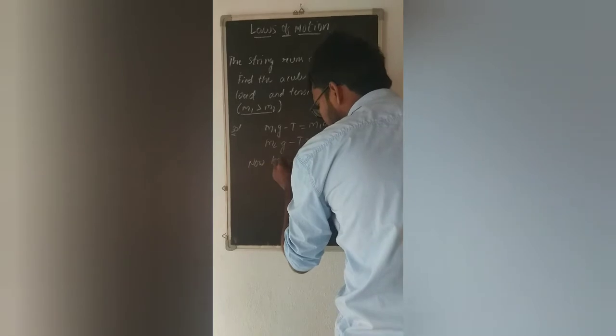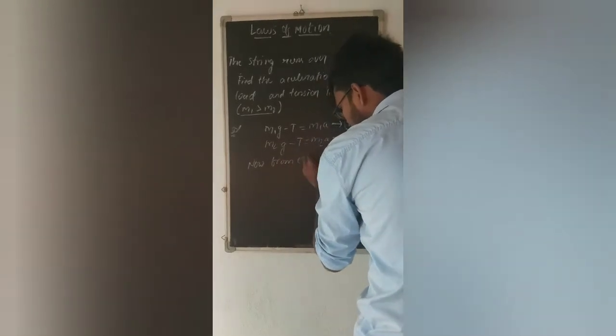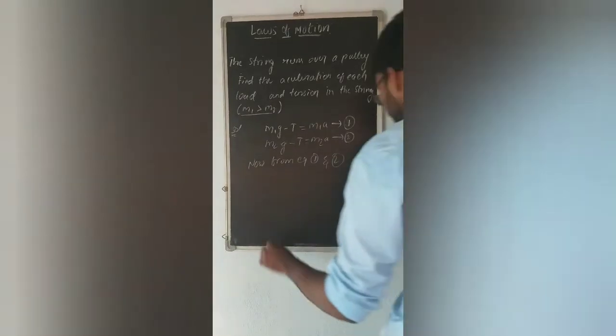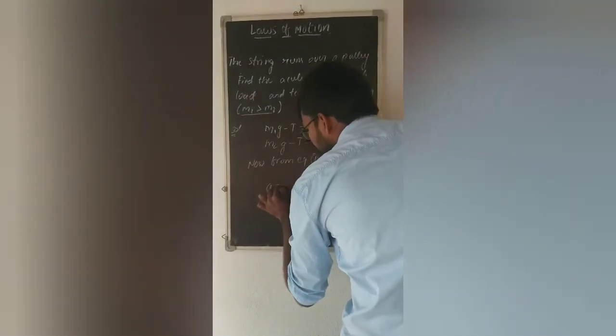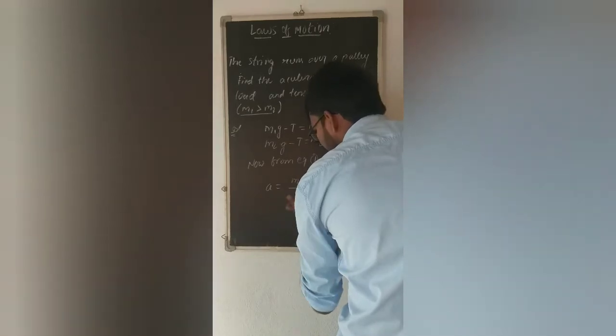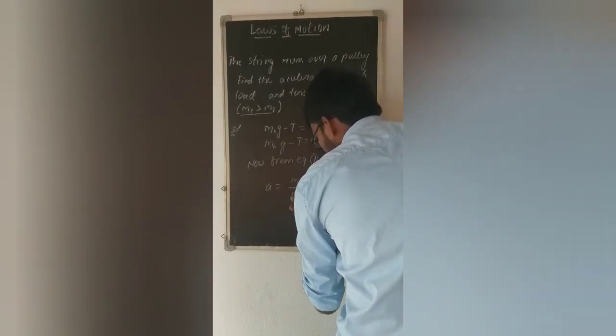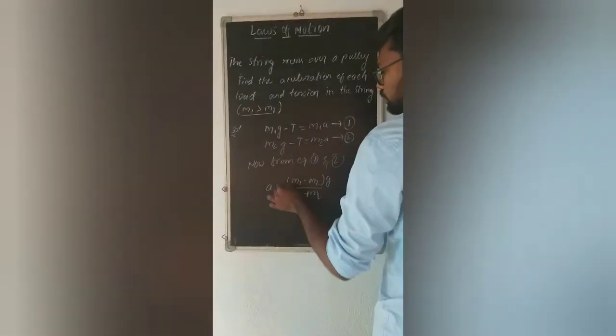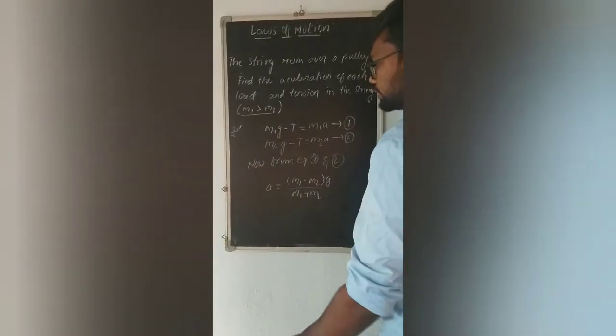Now from equation 1 and 2, by solving equation 1 and 2, we will get A equal to (M1 minus M2) by (M1 plus M2) into G. Okay, like this we will get. M1 minus M2, which means we are bringing A this side.